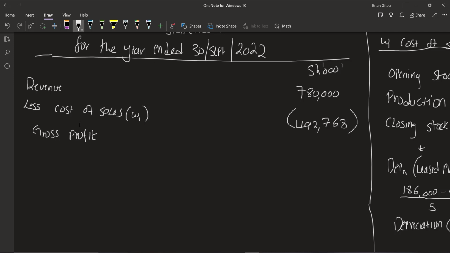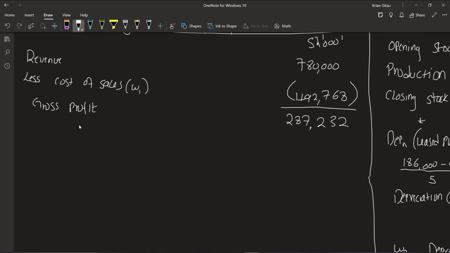In this case, the gross profit will be $780,000 minus 492,768. This is giving us 287,232. Fine.